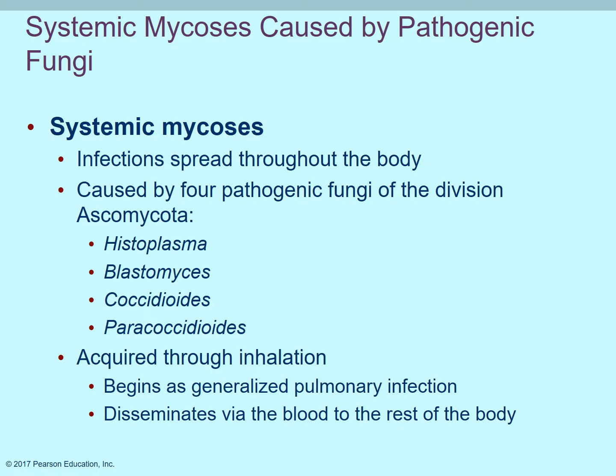Systemic mycoses, or systemic fungal infections caused by these pathogenic fungi. Systemic means it's spreading throughout the entire body. There's four main pathogenic fungi that will cause systemic mycosis: Aspergillosis, Histoplasmosis, Coccidioides, and Paracoccidioides. Most of these are caused by the inhalation of the spores. And so because it's inhaled, at first it has the appearance of just a respiratory type infection. And then it can spread via the blood down through the rest of the body.